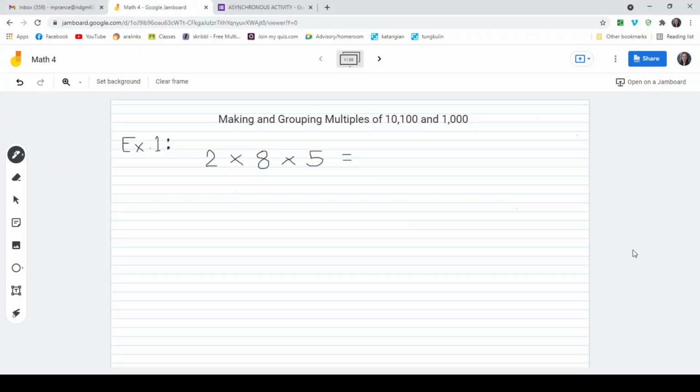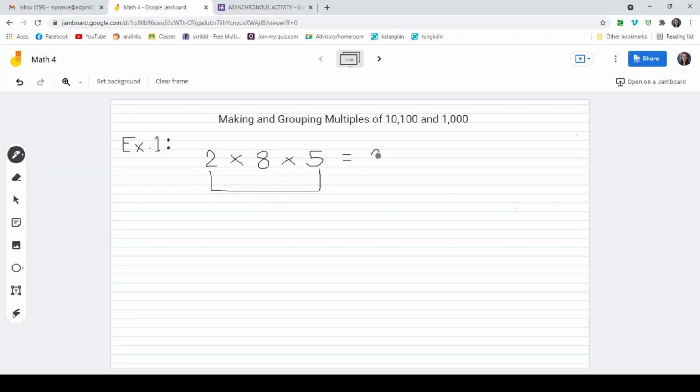The first strategy that I will discuss today is making and grouping multiples of 10, 100, and 1,000. So let's say, for example, number 1, we have 2 times 8 times 5. How can we get the product mentally? Instead of multiplying these factors from left to right, beginning from 2 times 8 times 5, we have to pair factors that will give us a product of multiples of 10, like 2 with 5.